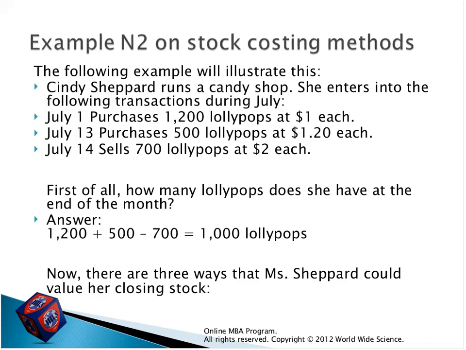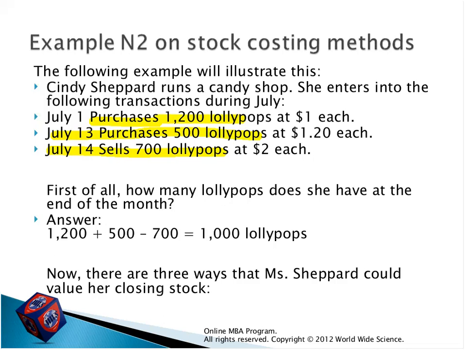On July 1st, she purchases 1,200 lollipops at $1 each. On July 13th, she purchases 500 lollipops at $1.20 each. And on July 14th, she sells 700 lollipops at $2 each.